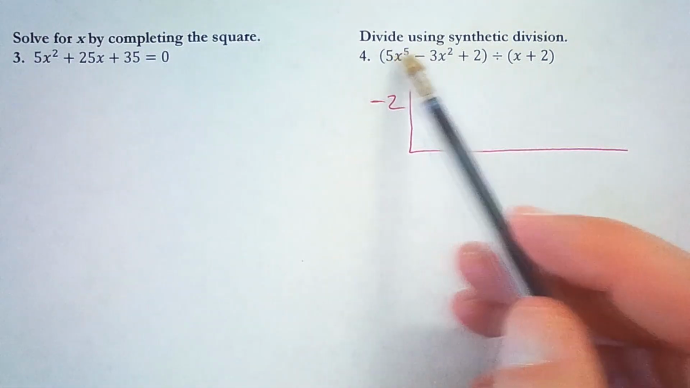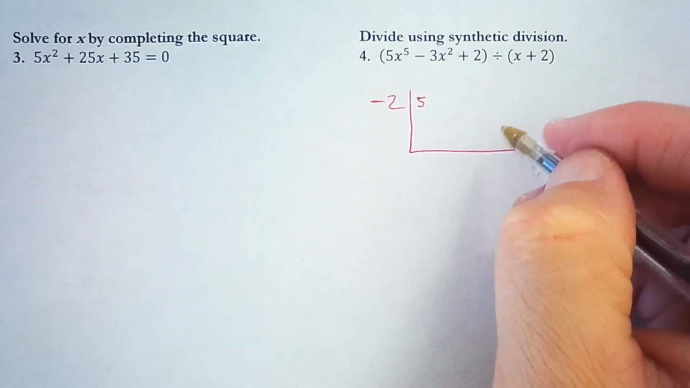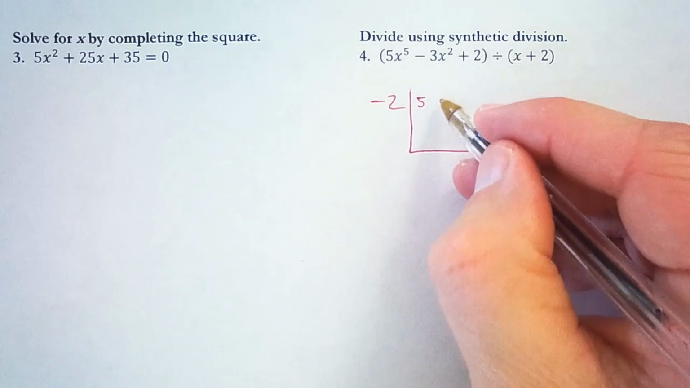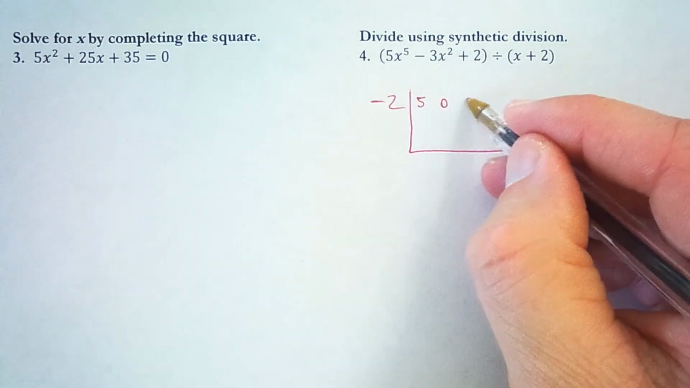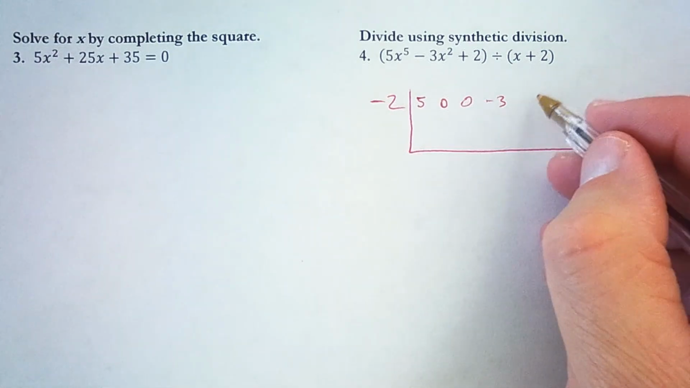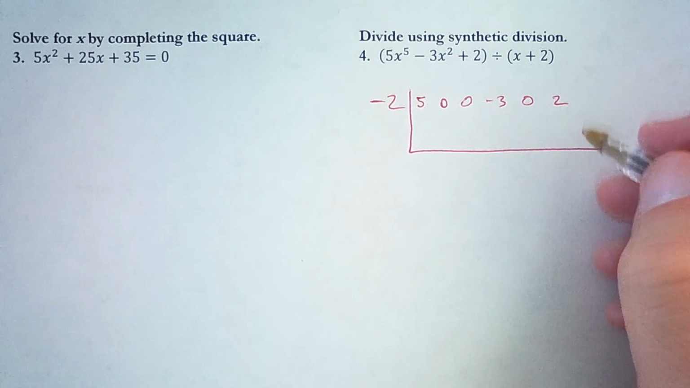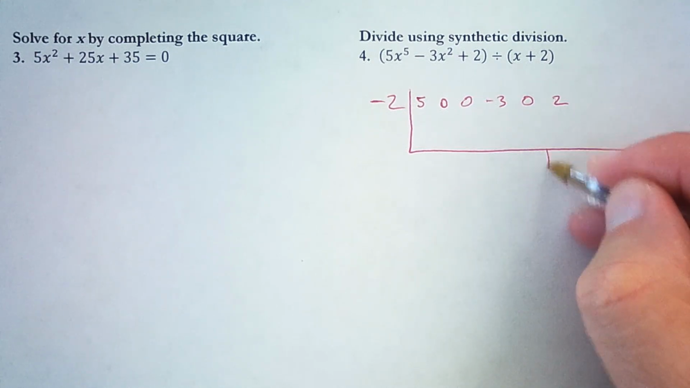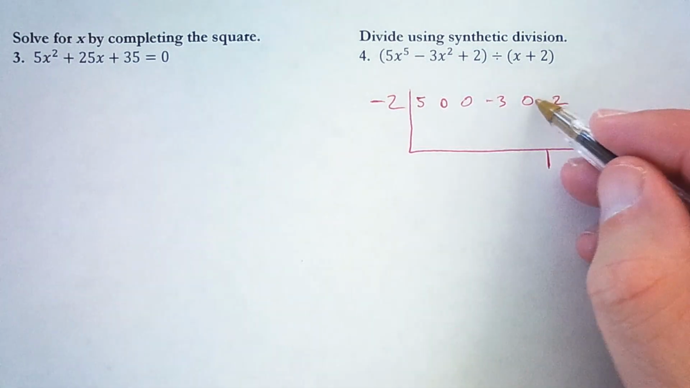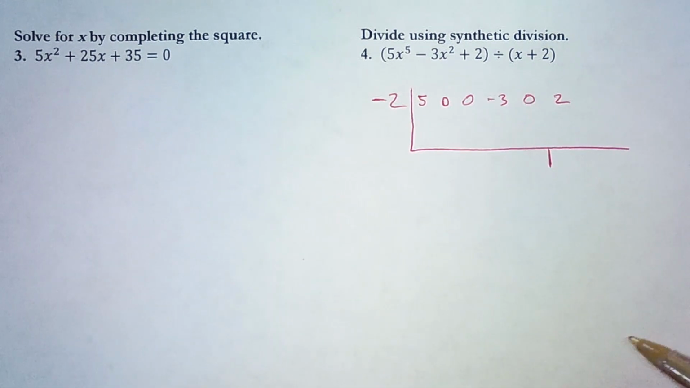And inside of this, I'm going to put all the coefficients. Now, the coefficients are 5x to the 5th, but then I don't have an x to the 4th, so 0x to the 4th, 0x cubed, -3x squared, 0x, and +2. And I'm going to put a little line segment here to split these last two, and this is where my remainder is going to go.